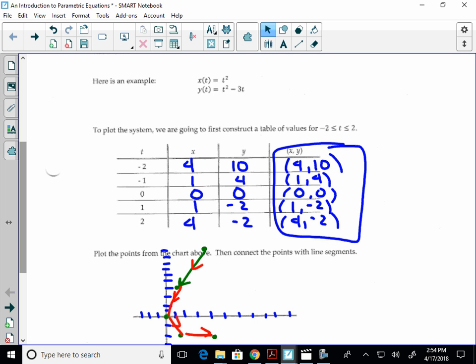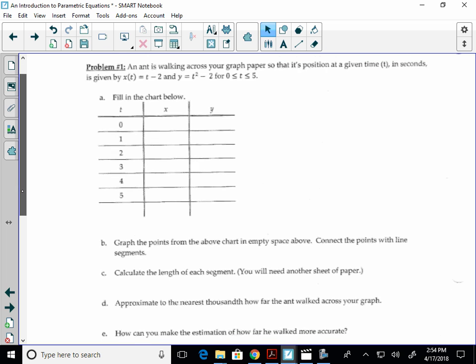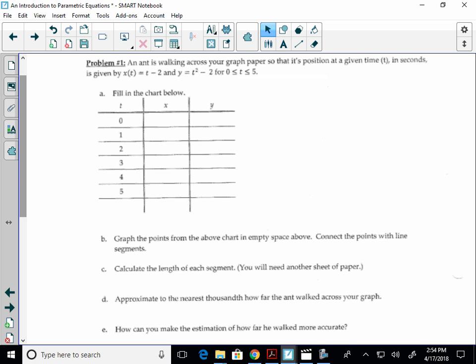This is an ant that's walking across the graph paper, so there's position at a given time t in seconds. It's given by x of t equals t minus 2, and y of t equals t squared minus 2 for 0 is less than or equal to t is less than or equal to 5. I think we all know how to plug in. So I'm going to give you those values.